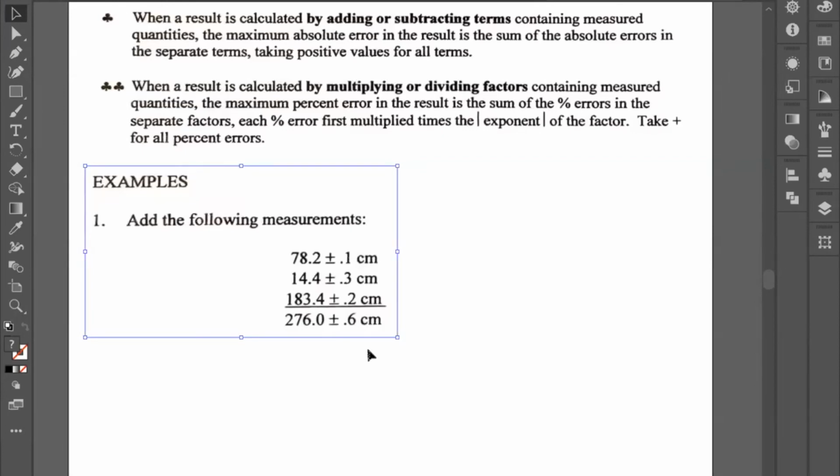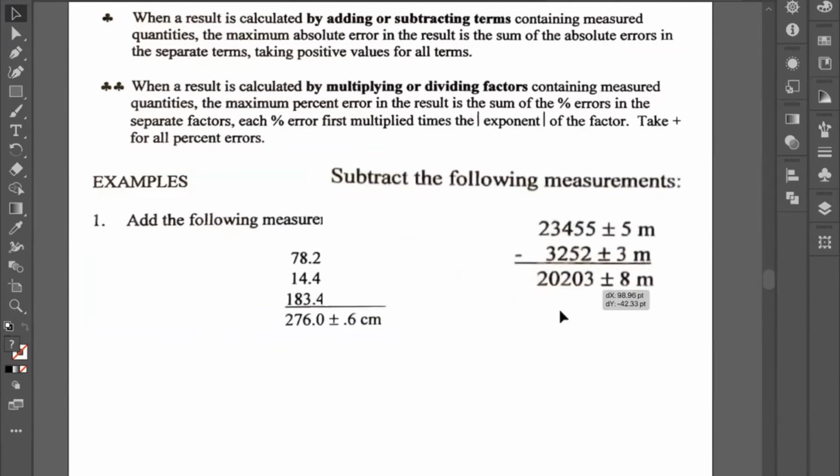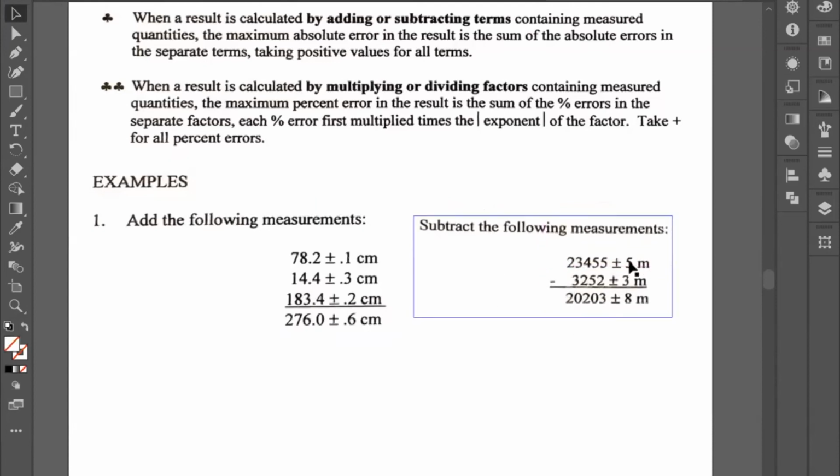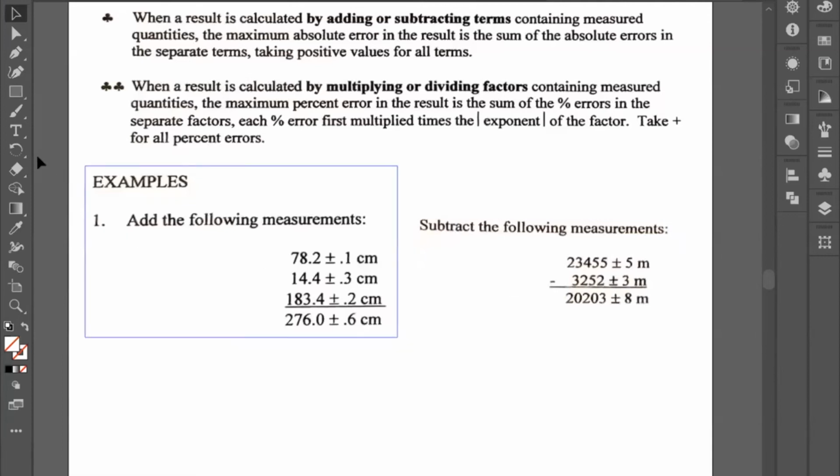And if you subtract, you still add the errors. This is because this could have taken off a lot more or less with these meters right here. That's why you have to add the errors. This makes sense, why you have to add the errors even when you subtract. So the errors never get smaller when you propagate errors.